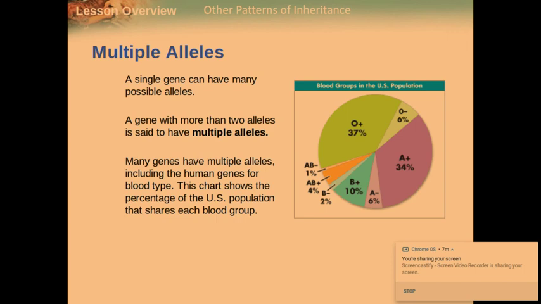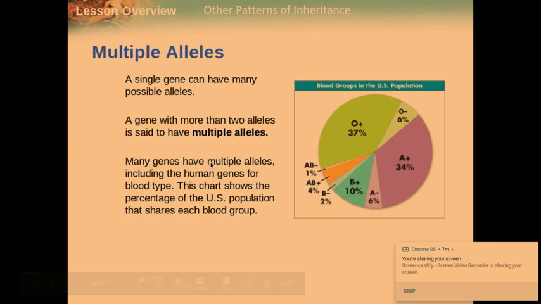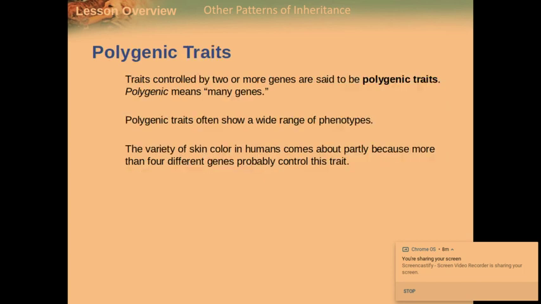Another different example is multiple alleles. You guys, I'm sure, have heard that there are different blood types. There's A, there's O, there's AB, there's O positive, O negative, B positive, B negative, A, all of these different ones that are over here on the pie chart. So these are said to have multiple alleles. Many genes have multiple alleles, including the human genes for blood type. This chart shows the percentage of the US population that shares each blood group.